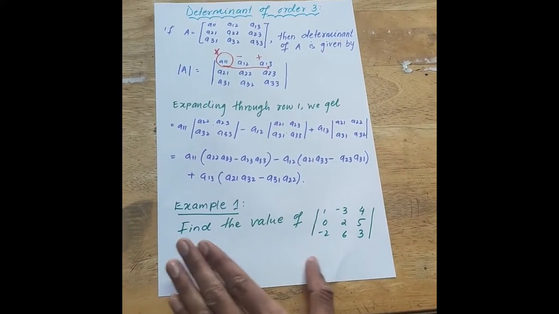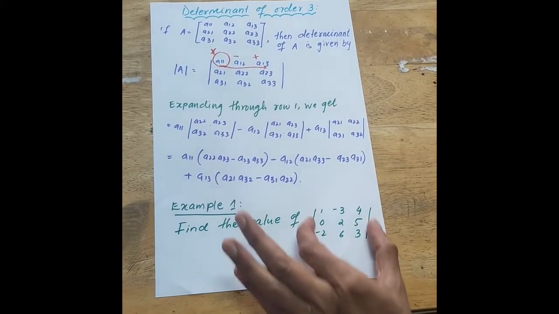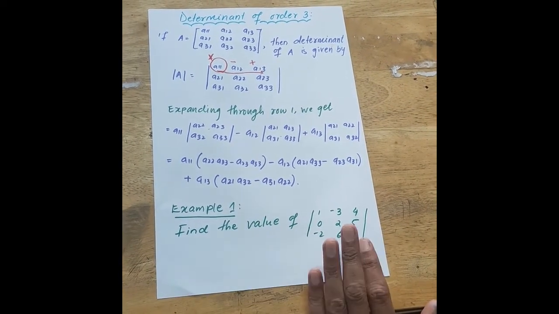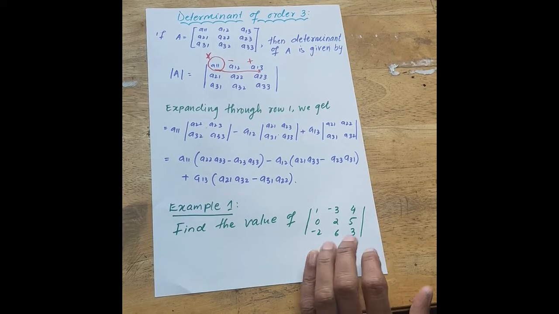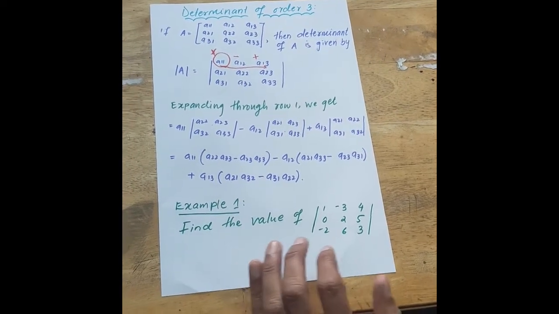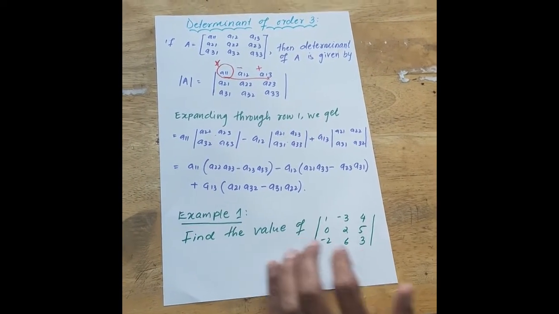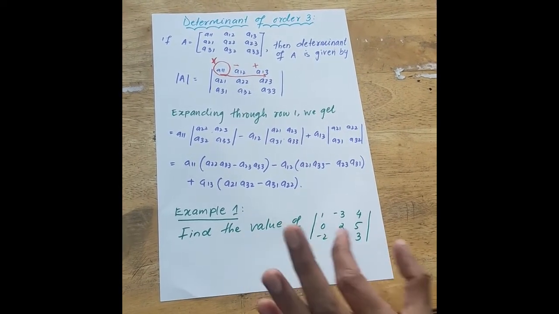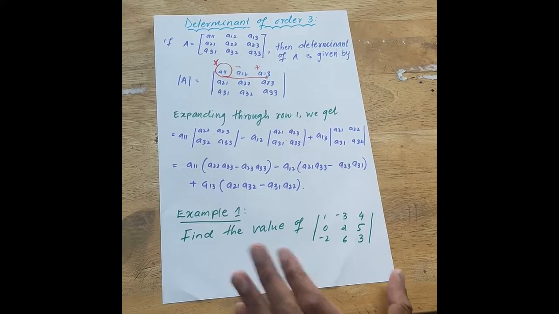Now we'll go with an example. So find the value of this determinant that is given for you. They haven't asked you to find the determinant, they are simply asking you to find the value. Determinant means to find a scalar value. So you need to find the value of this determinant.